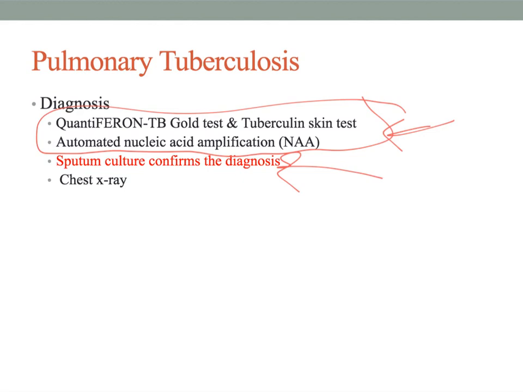It just means you're reacting to the tuberculin that they have put in the intradermal injection. And again, it just tells of an exposure. If somebody is positive, we're going to do further testing to determine whether it's an active TB or not.